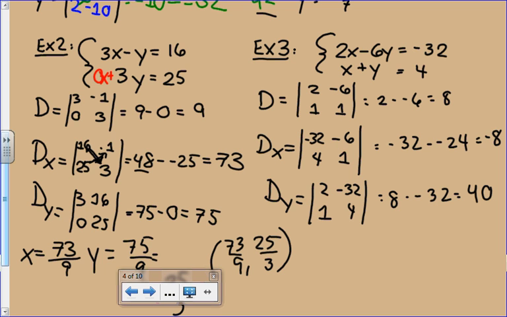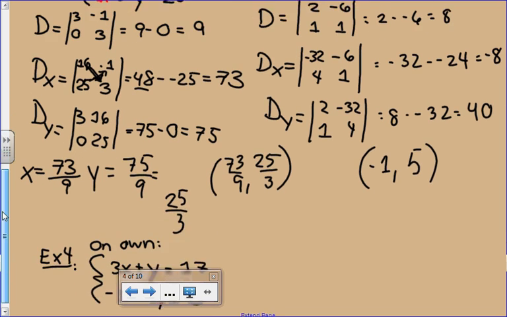All right, now that we have those, we're only one step away. So what is the x value going to equal? Negative 8 divided by 8. What is the y value? 4 divided by 8. Awesome. All right, you are now going to do one on your own.